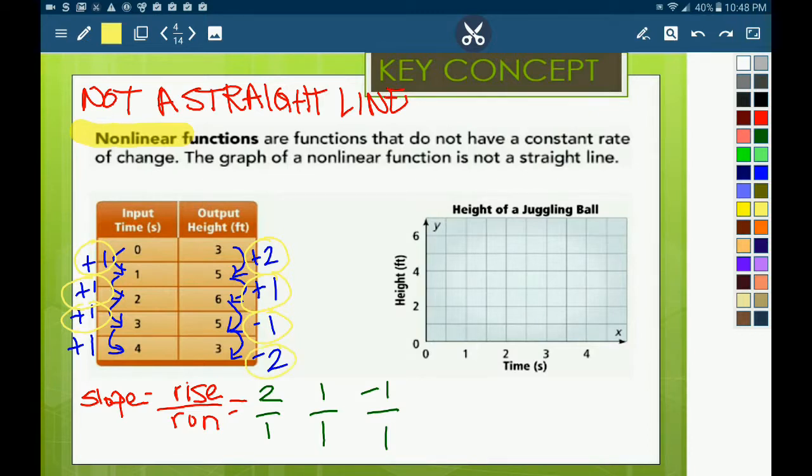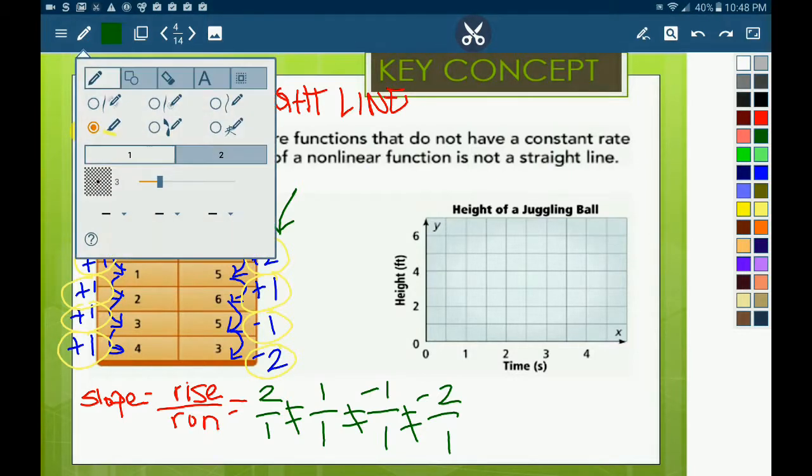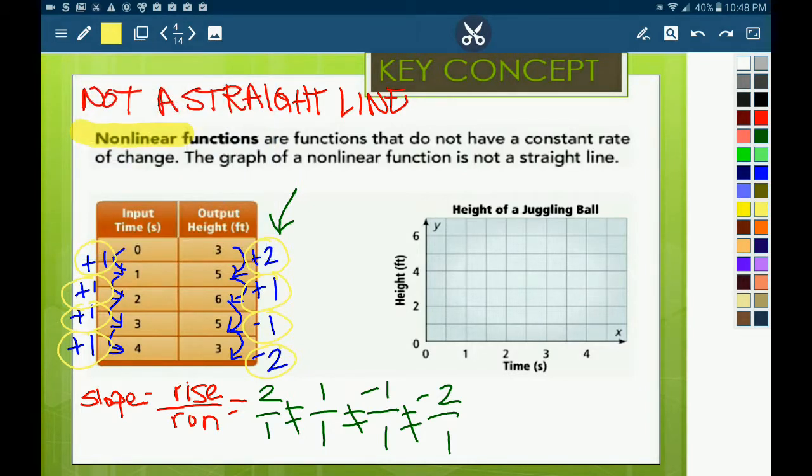And the last one, I get negative 2 over 1. Now, all of these numbers are not equal to each other. If we had a linear table, even if the numbers were changing on the y value, you would see that they would reduce down to the same thing. And we can even see by plotting these on the graph that it does not form a straight line.